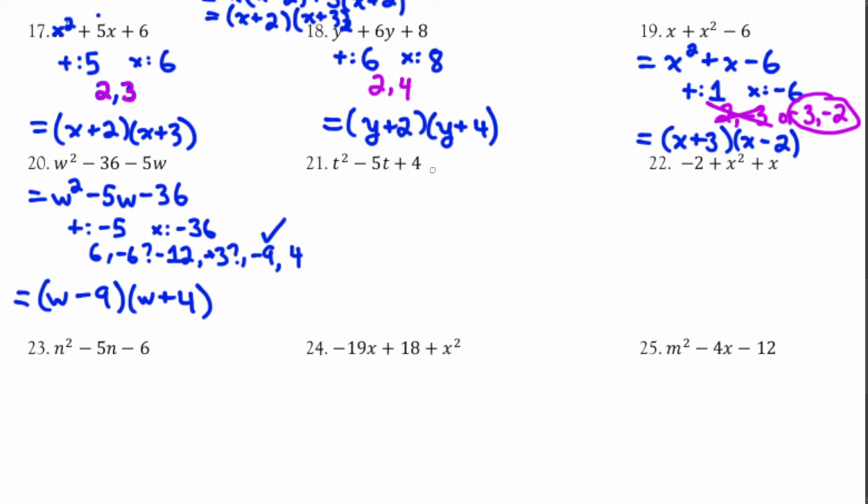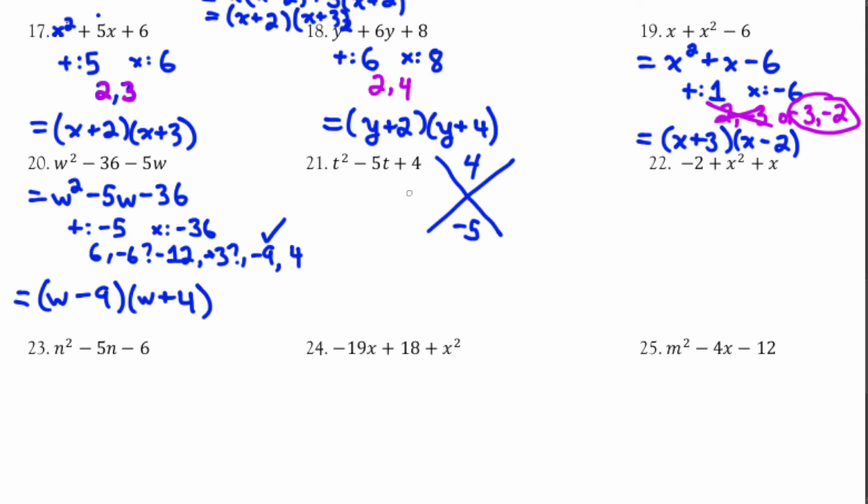Okay, number 21 is already in a nice order. I'm looking for two numbers that add up to negative 5 and multiply to 4. Let's organize it like some people have maybe learned in school with a big X. If you organize it with a big X, you put the 4 up here and the negative 5 here, and you're still looking for two numbers that add up to negative 5 and multiply to 4.